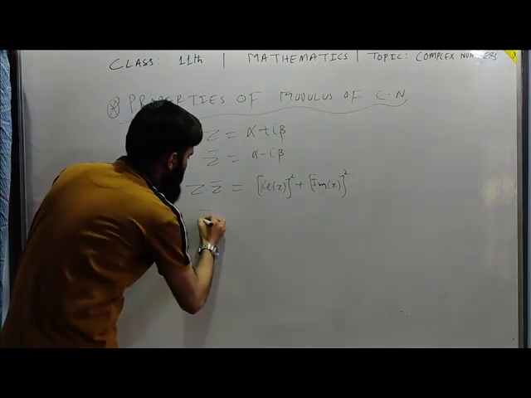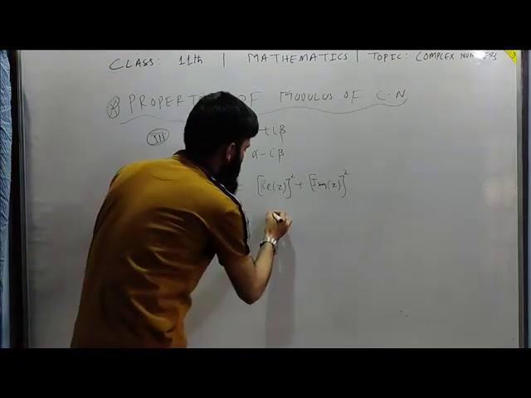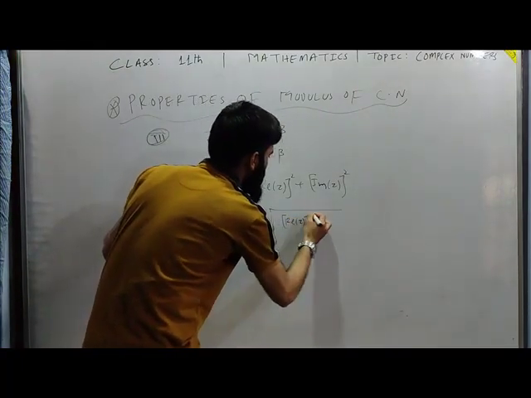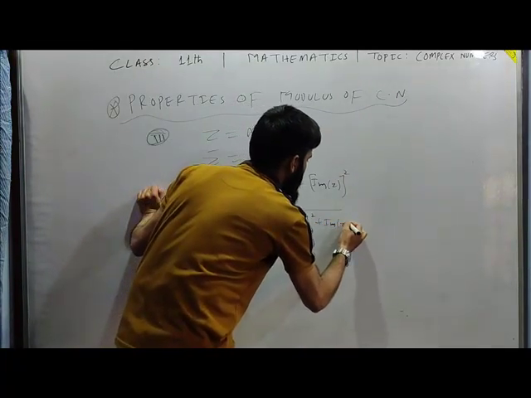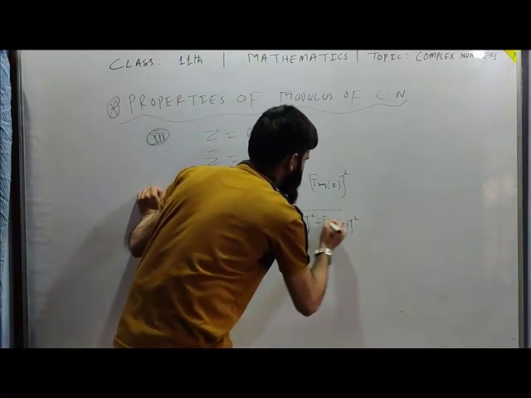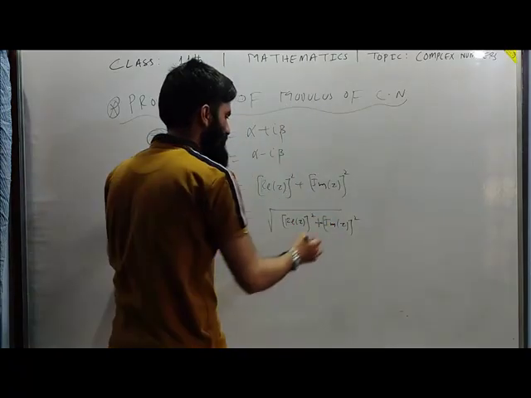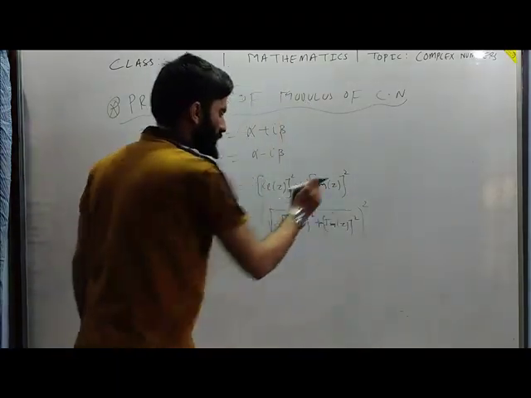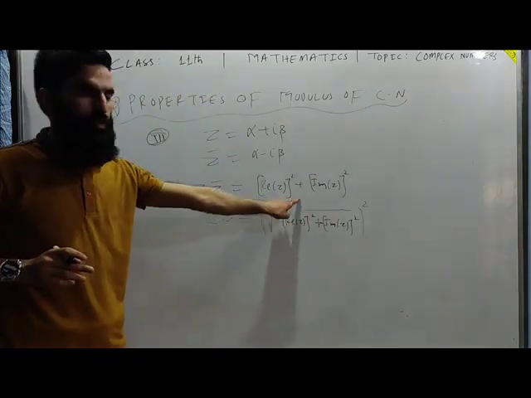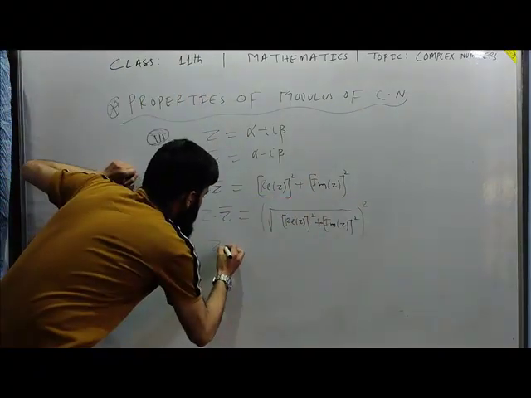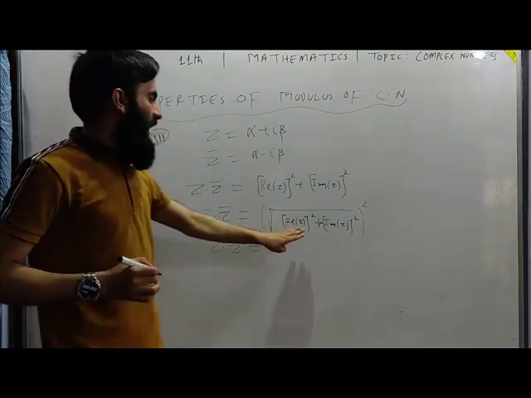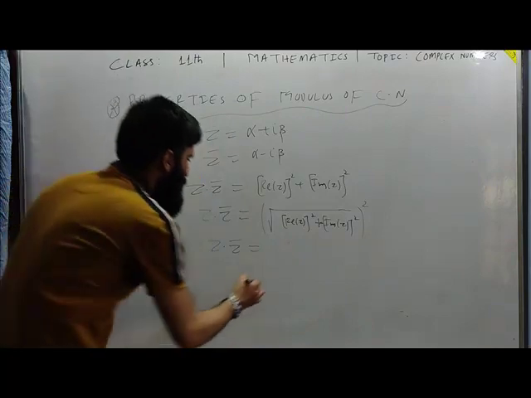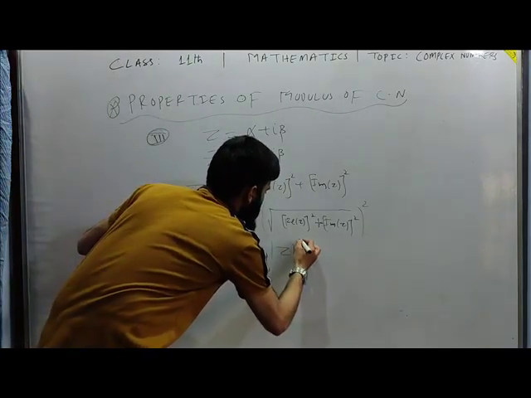So I can also write it like this: the square root of real part of z square plus imaginary part of z square, whole squared. The square and the square root cancel out and we get the same value. Now you know that the square root of real part square plus imaginary part square is mod of z. So what you can have here is mod of z square.